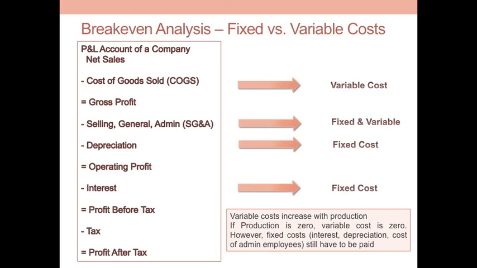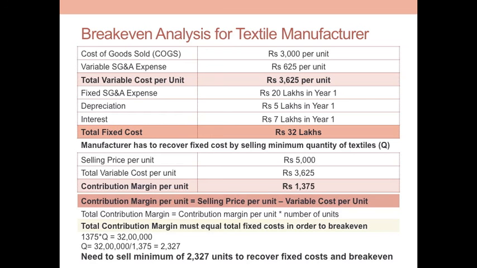Similarly, interest on the loans we take from the bank has to be paid whether we're producing anything or not, and is therefore a fixed expense. So if production were zero, our variable costs would be zero too, but our fixed costs still have to be paid. Let's take a closer look at the example of a textile manufacturer to understand how much this manufacturer has to produce in its first year of operation in order to break even, i.e., how much does this manufacturer have to produce in year one in order to recover its costs and incur zero profit, zero loss.